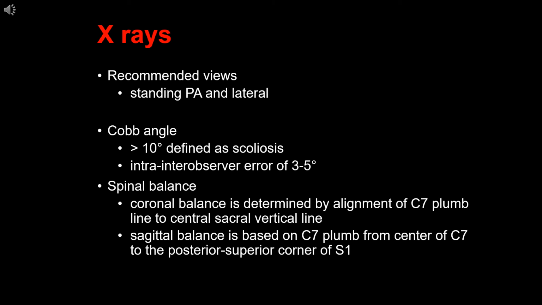The first one is spinal balance. A coronal balance is determined by alignment of the C7 plumb line to the central sacral vertical line, that is spinal balance. Sagittal balance is based on the C7 plumb line from the center of C7 to the posterior superior corner of S1.